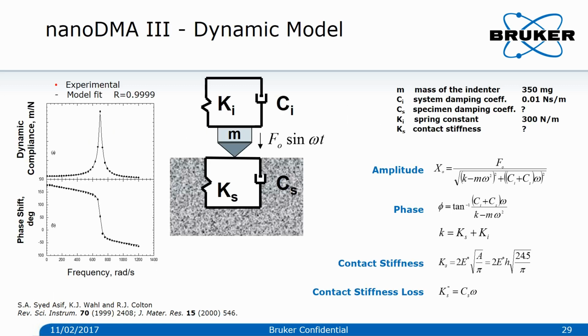NanoDMA testing requires a proper modeling of the test equipment. The oscillating indenter has got a spring constant K, a mass of the indenter M, and a system damping coefficient Ci. A dynamic calibration in air is performed to accurately determine these constants. During the indentation test, the sample contact stiffness Ks and the sample damping coefficient Cs will be determined.